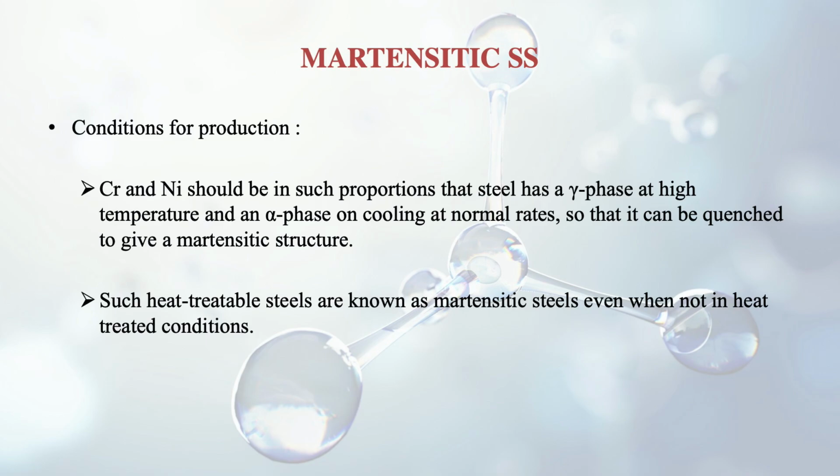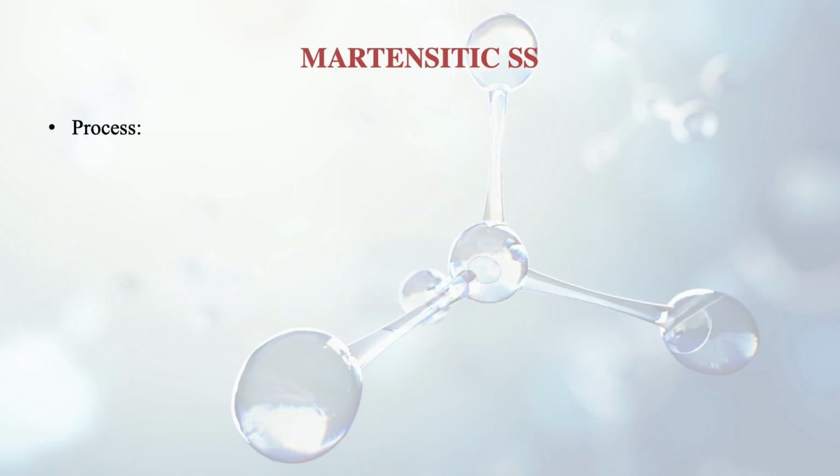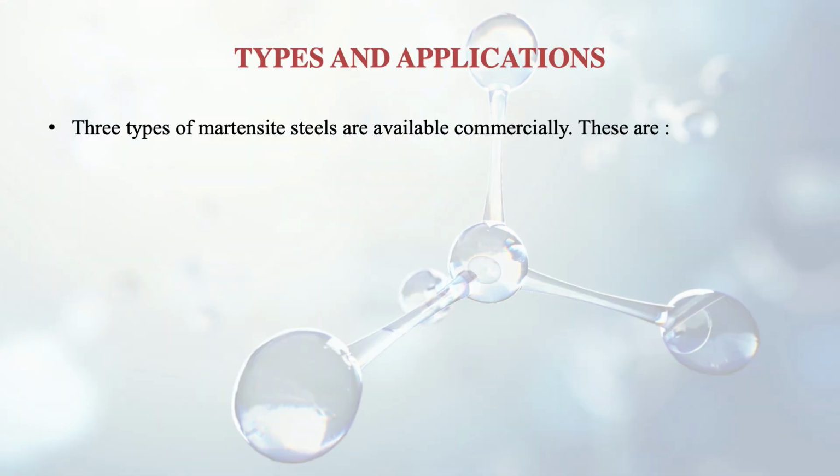Such heat treatable steels are known as martensitic steels even when not in heat treated conditions. And the process for this is that it will be oil quenched from above upper critical temperature. So 900 degrees centigrade again, and there will be oil quenching, not water quenching. The types of this martensitic stainless steel and its applications now. So there are three types of martensitic steels available commercially.